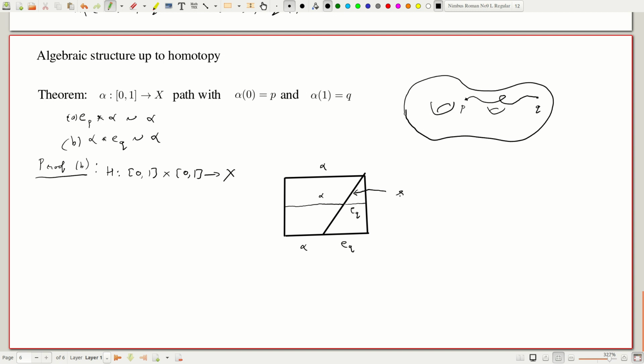This line here is given by something of the form S equals AT plus B. So this region is going to be S less than or equal to AT plus B. And so what are A and B? Well, when T is 0, S equals half. It's going to be the midpoint. This implies B is half. And when T is 1, S is going to be 1. This implies A times 1 plus half is 1, so A is half. So S is going to be (1 plus T) by 2.